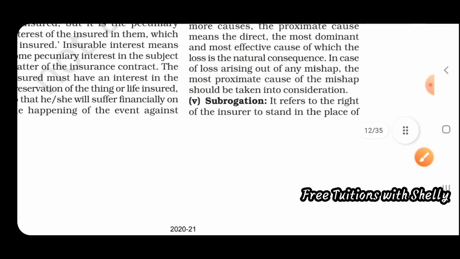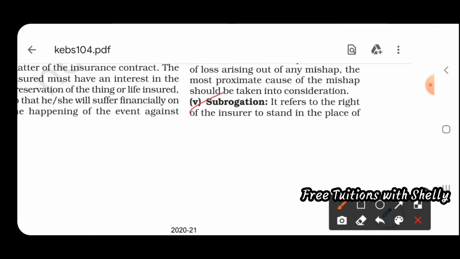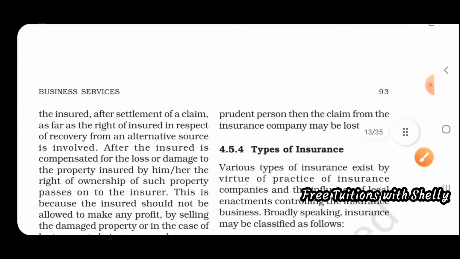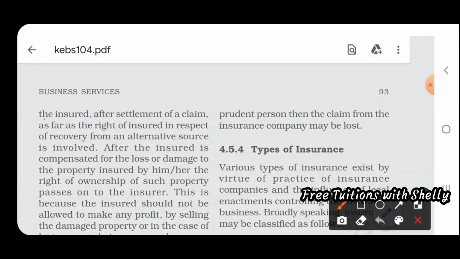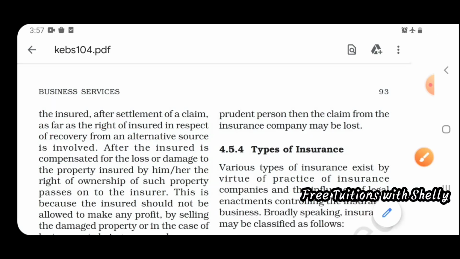And fifth one is subrogation. It means the right of the insurer to stand in the place of the insured after settlement of claim, as far as the right of the insured in respect of recovery from alternative sources is concerned. That is, the insurance company must stand in the place of the person who has taken the policy, and they have to settle the claim. Then they have to give from alternative sources. They should give the compensation.